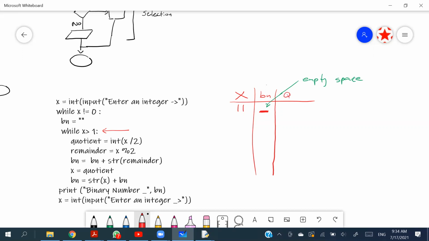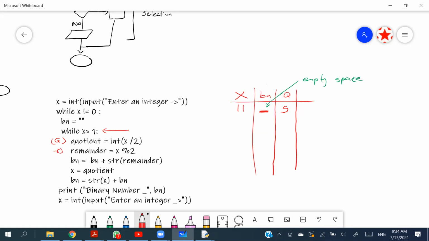So quotient, I'm going to take it as q, right? Quotient is going to be 5, right? So this is q, right?